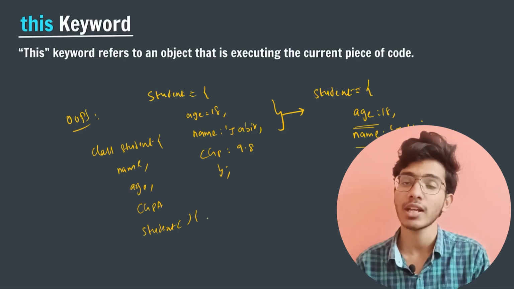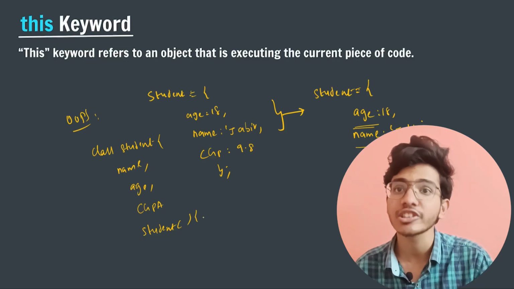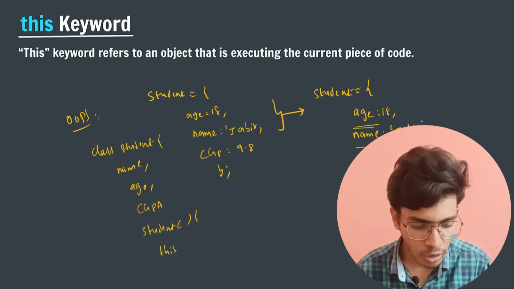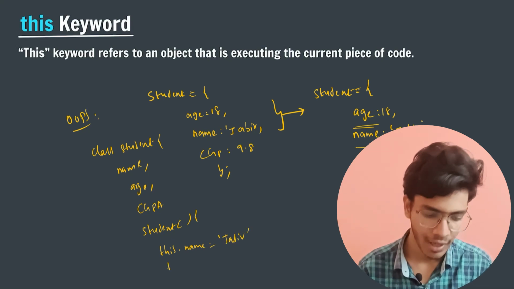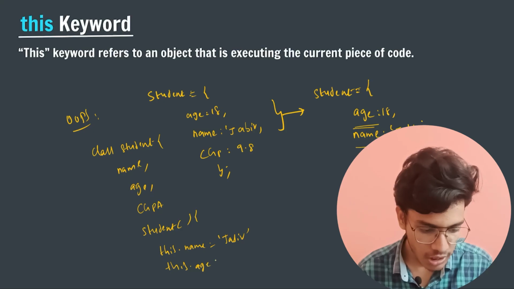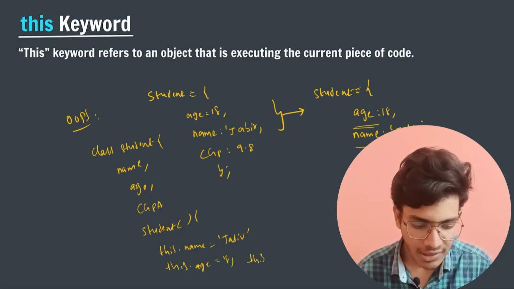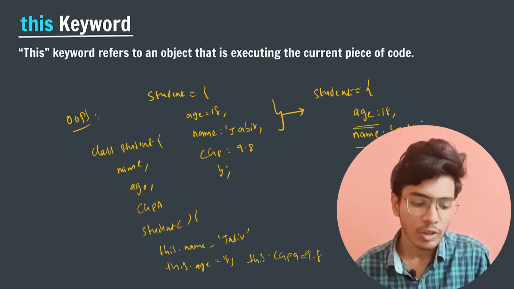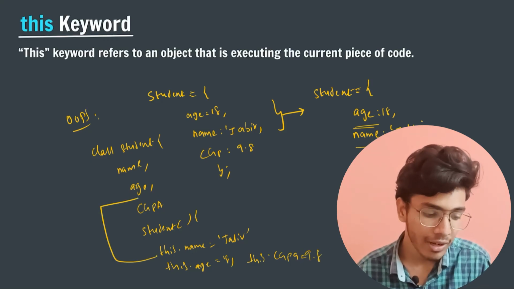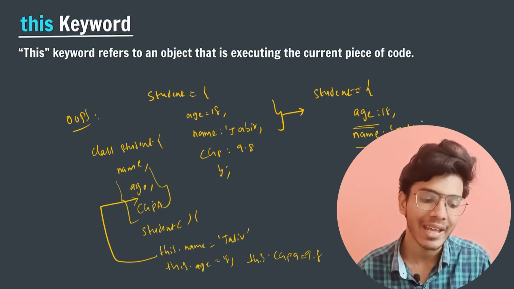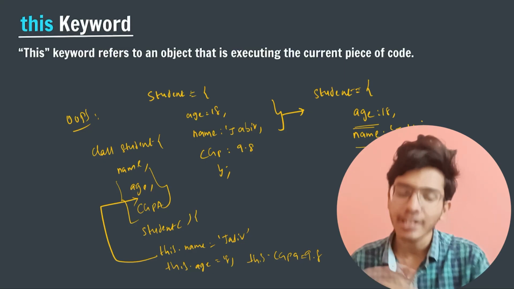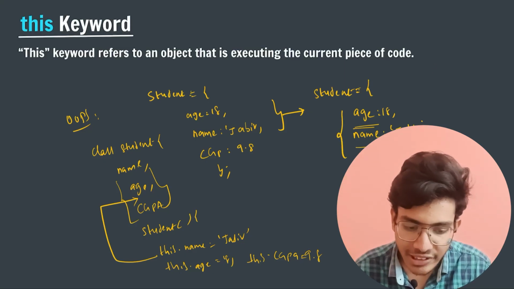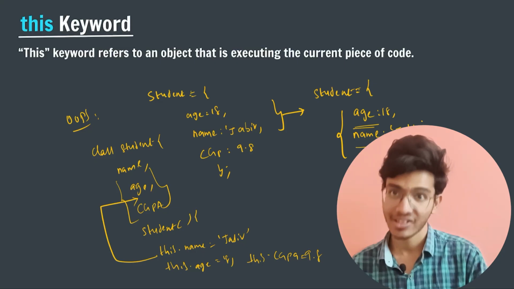How can I do that? I can do that using the this keyword. I will write this.name equals Jabir, this.age equals 18, and this.CGPA equals 9 point something. What the this keyword does is assign the values to these parent variables in the class. Similarly, in JavaScript, to access the key value pairs inside the object, I'm going to use the this keyword.